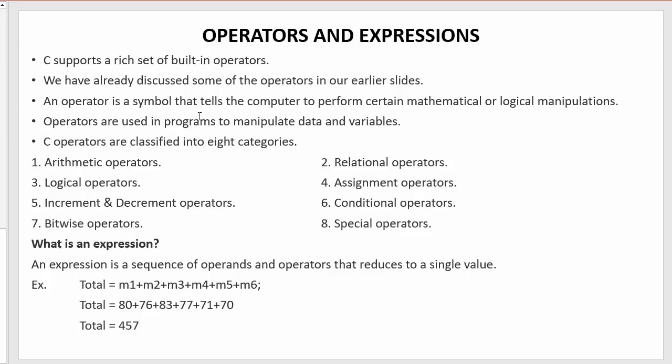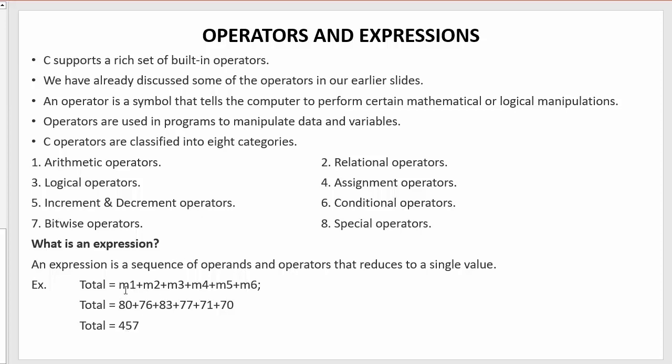An operator is a symbol that tells the computer to perform certain mathematical or logical manipulations. So what is an operator? An operator is just a symbol, and that symbol tells the computer to perform a specific operation between two operands. And that operation depends on the type of operator you have used. Suppose you have used the plus operator between two operands, then the plus operator will make the addition of the two operands. And if you have used the minus operator or subtraction operator, then that subtraction operator will make the subtraction operation between those two operands.